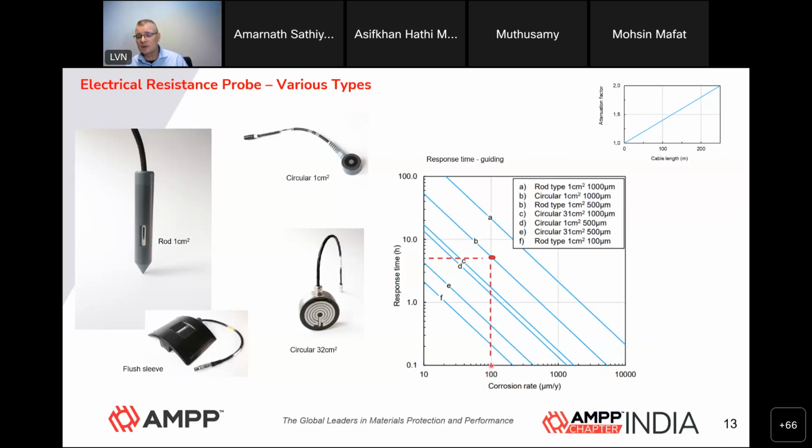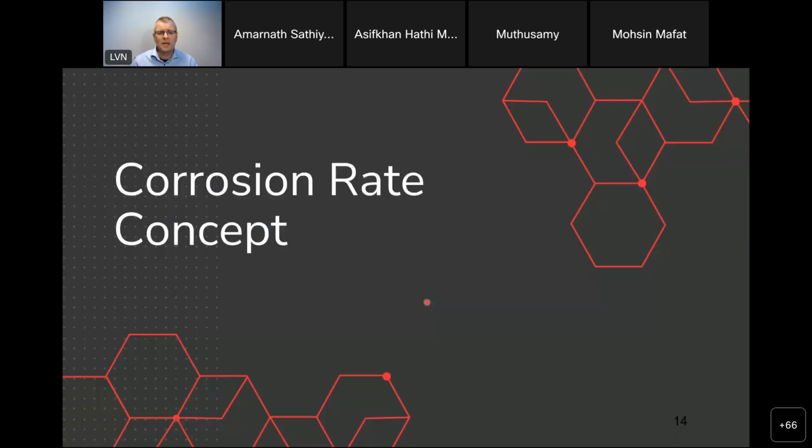I have one example here. For a corrosion rate of 100 micrometer per year, our rod type probe will give you a response time of about 4 hours. And if the corrosion rate is even higher, say 1000 micrometer per year, it's a little bit more than half an hour we can have a response time. So that's the backbone of the corrosion rate concept.